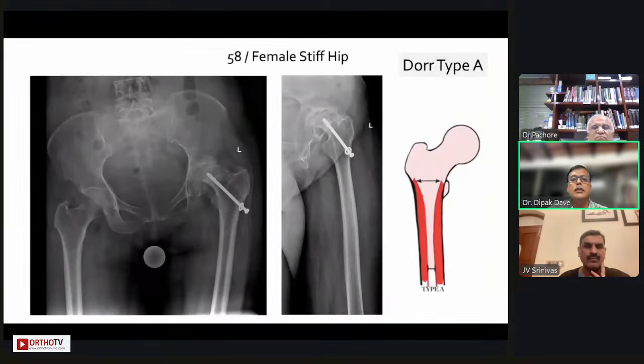So look at this 58-year-old female, stiff hip and very stiff. The movements are very restricted, very painful. And you can see the pelvic obliquity, Dorr type A canal. So here if I want to use a Corail, it is a real challenge because Dorr type A, I have to convert it into Dorr type B if I want to use a standard stem.